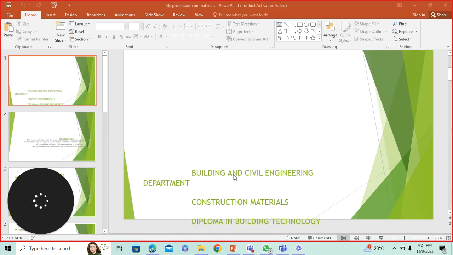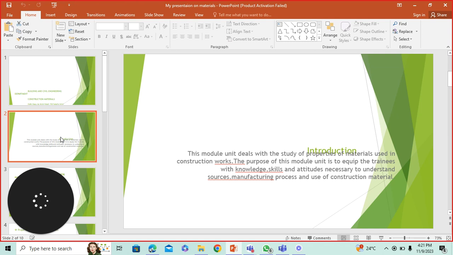We are going to tackle construction materials. So the introduction: this module unit will deal with the study of properties of materials used in construction works. The purpose of this module unit is to equip the trainees with knowledge, skills, and attitude necessary to understand sources, manufacturing process, and use of construction materials.